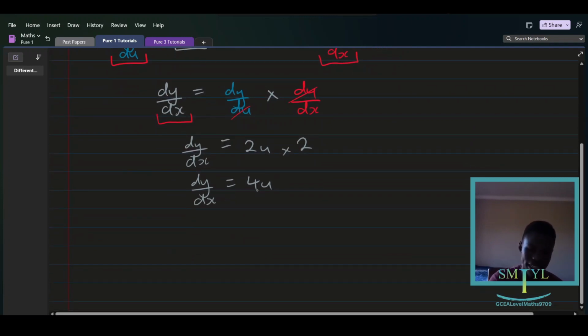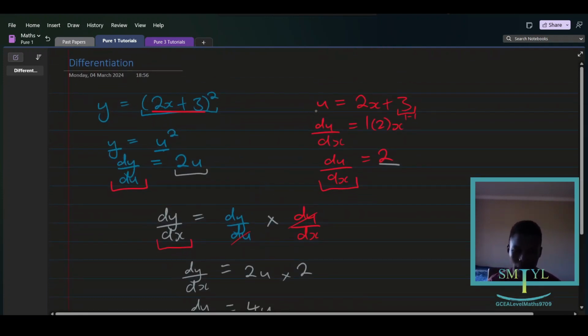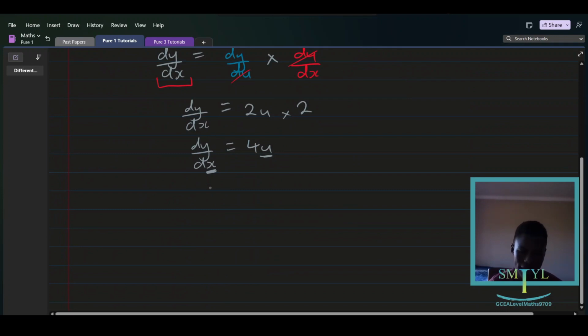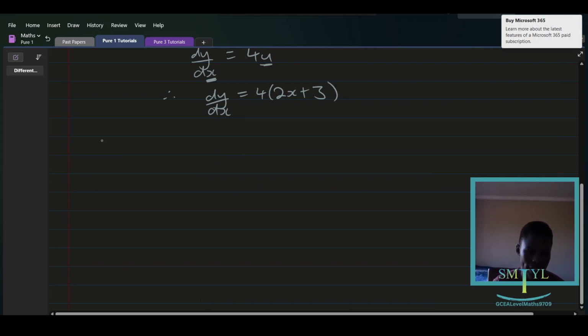Now remember that this is dy/dx, so it means we need to get rid of this u. To do that, we simply go back to our very first step. We said let u equal 2x plus 3. So we can go back and use that same substitution to say that dy/dx is equal to 4 times (2x plus 3). Now you can expand the bracket or leave it like this, and this would be your final answer. Now let's look at another example.